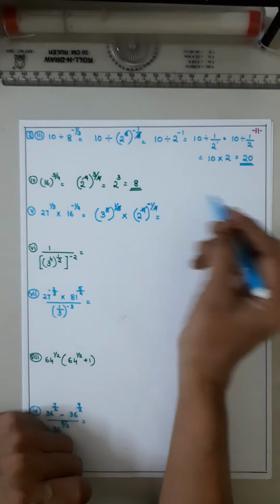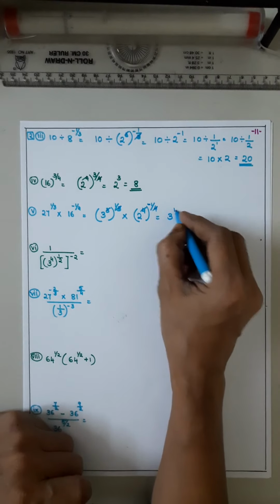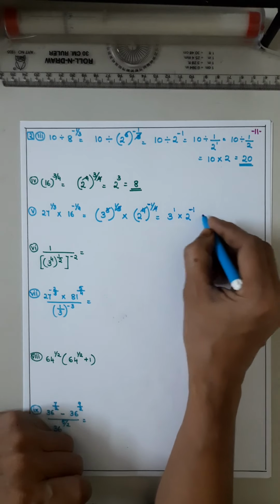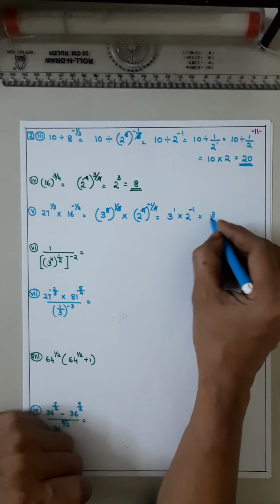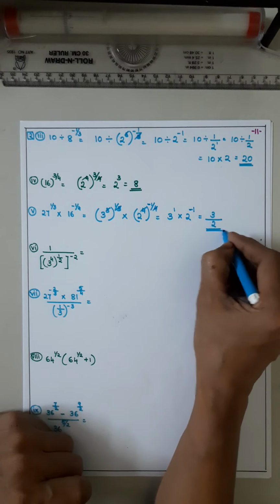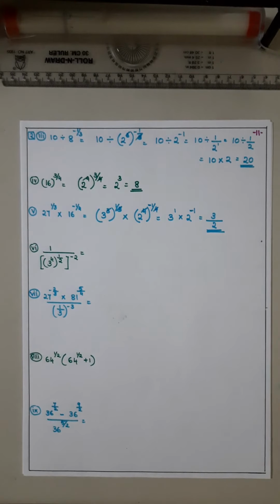So what we got: 3 to the power 1 into 2 to the power minus 1. That means 3, and 2 to the power minus 1 means it goes to the denominator. Answer is 3 by 2.